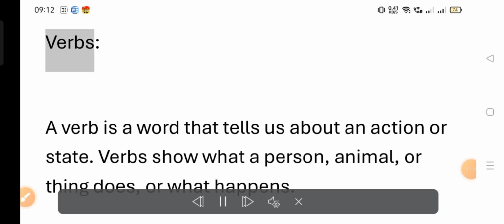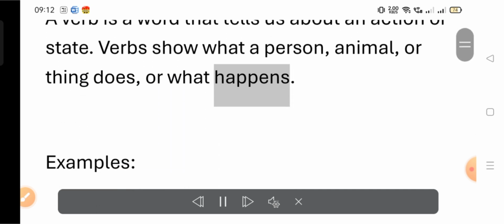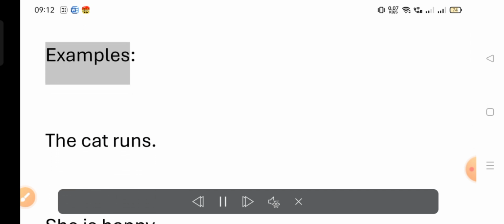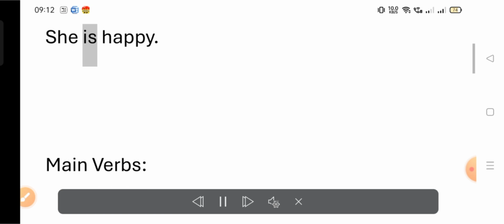Verbs. A verb is a word that tells us about an action or state. Verbs show what a person, animal, or thing does, or what happens. Examples: The cat runs. She is happy.